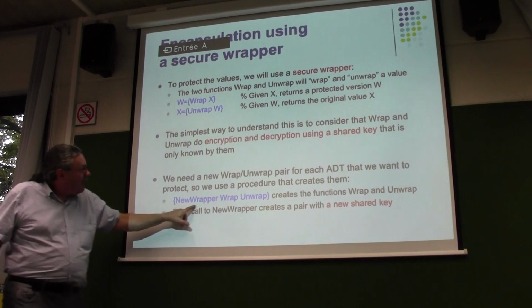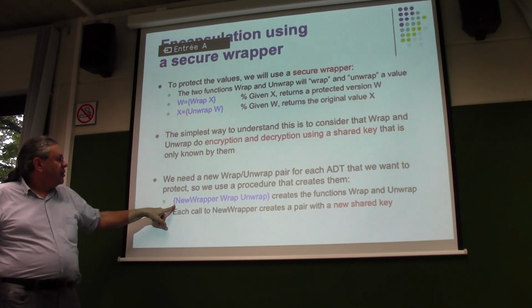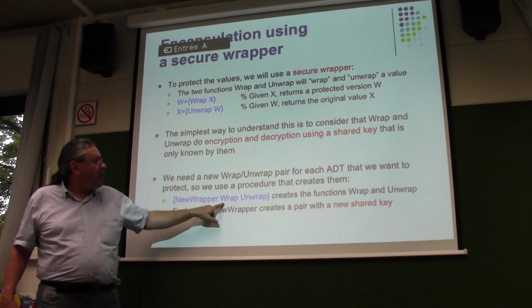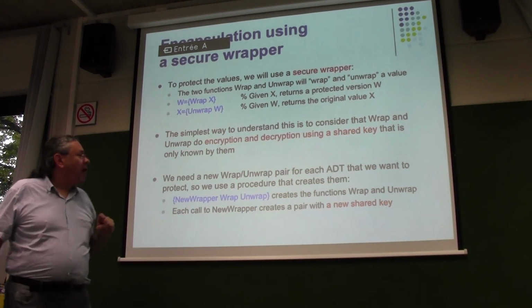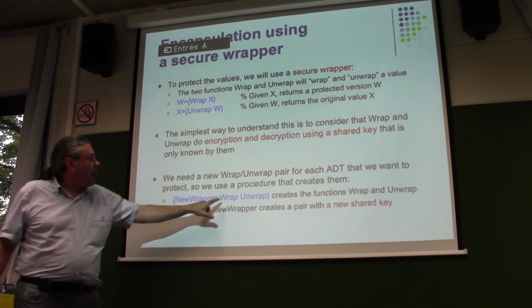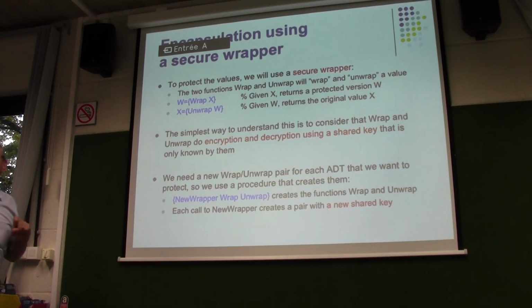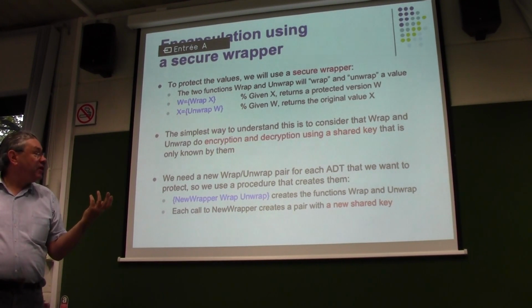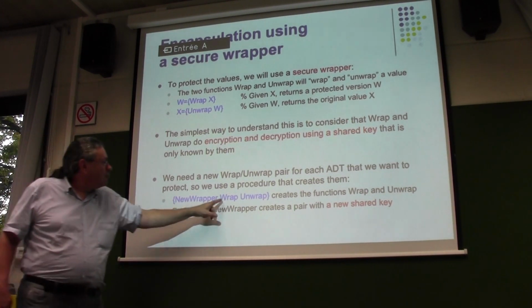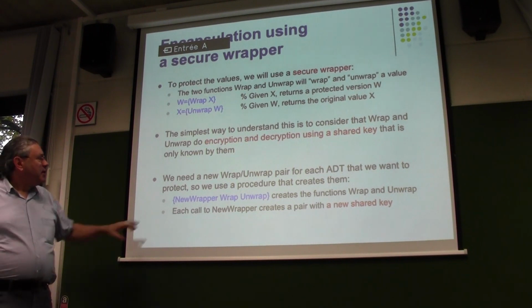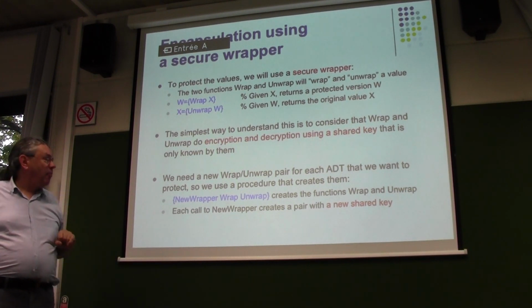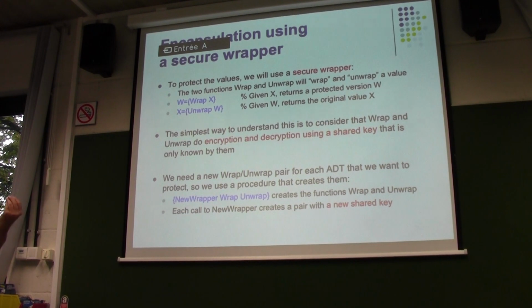So we have a function called new wrapper. This is higher order, and it creates a wrap, unwrap pair. So when I call new wrapper, I will create a new one. Basically it generates a new shared key, and it returns these two functions. This is a typical kind of higher order operation. I need to have a new encryption and decryption. Okay? And we're going to see how to implement this.